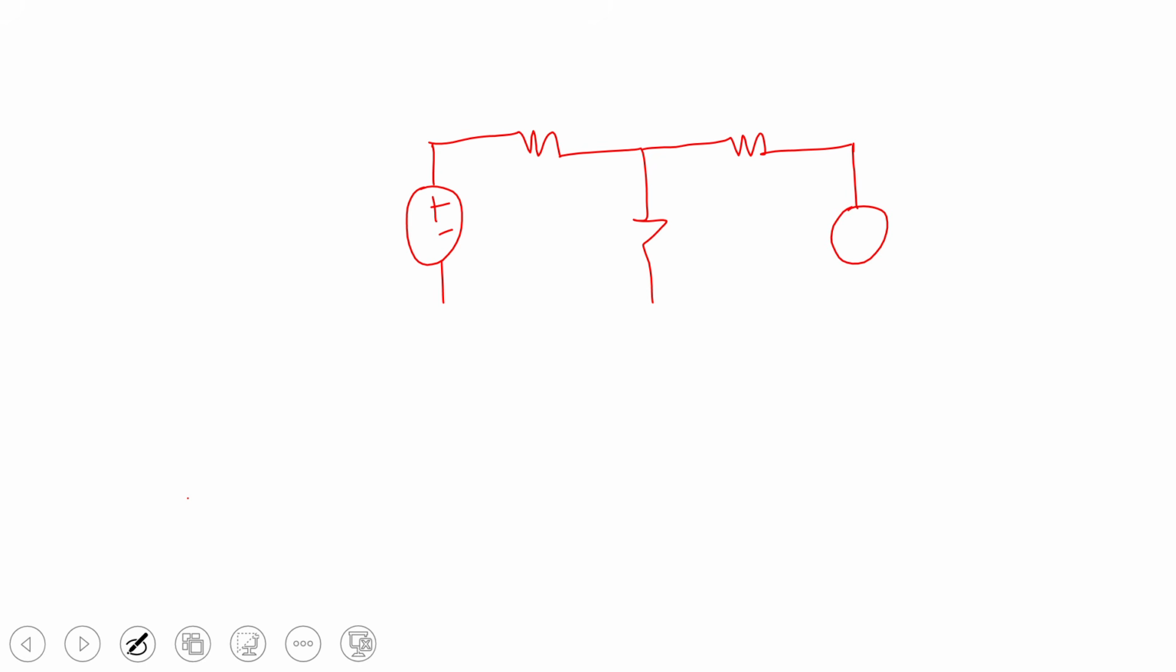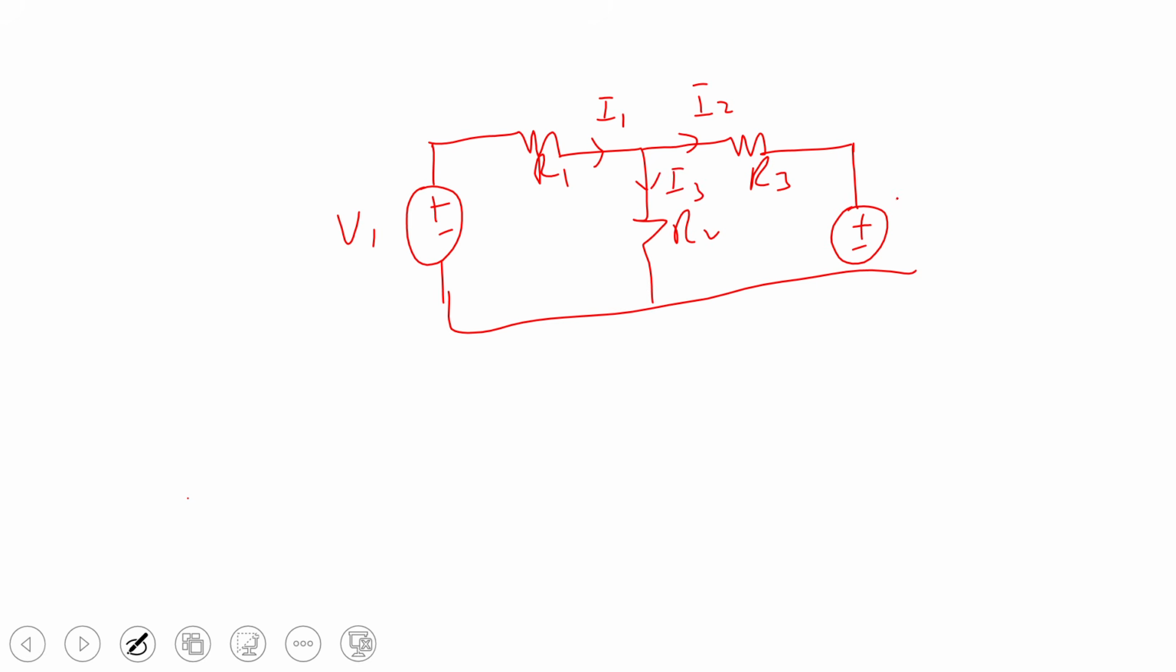Now let's look at something here. Let's say I have a circuit that looks like this. Let me call these R1, R2, and R3. Let's say I know the current here as I1, the current here as I2, and the current here as I3. And here is V1, here is V2. And I want to apply the Kirchhoff voltage law.